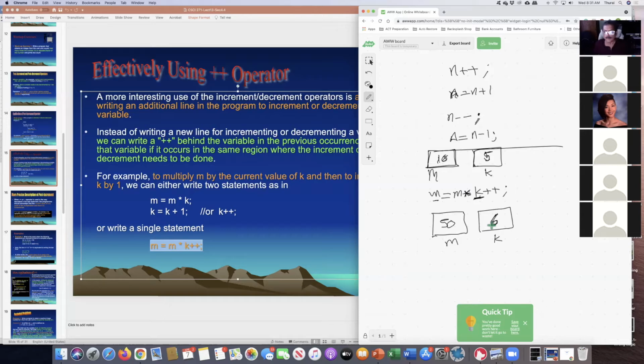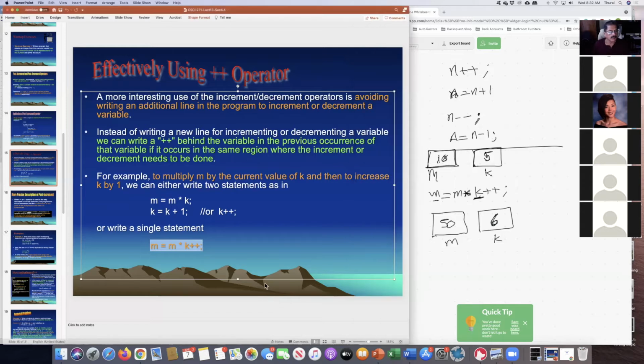Question. Yeah. So it's not 10 times 6? No, it's not, right? Okay. Interesting. Yeah, 10 times 5. Only the current value will multiply and then the k will change. So that's a point you need to remember. So if you put that in a loop, it would go 50 and 6 and then 60 and 7.